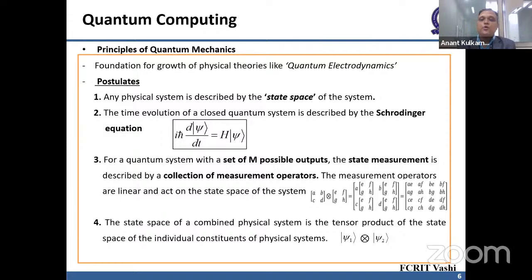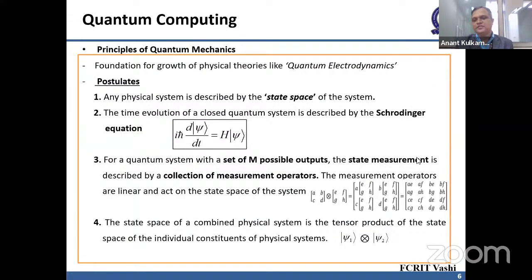Now, the most important thing is measurement in quantum computing. We can say that for a quantum system with a set of m possible outputs, or inputs also, if you look from the output towards the input, the state measurement is described by a collection of measurement operators. These measurement operators are linear and act on the state space of the system. This is the third postulate. The fourth postulate is, as I said, that the physical system is described by the state space of the system. In mathematical terms, we need to understand what the state space is. The state space is nothing but the tensor product of two vectors. Now I have shown the tensor product here.